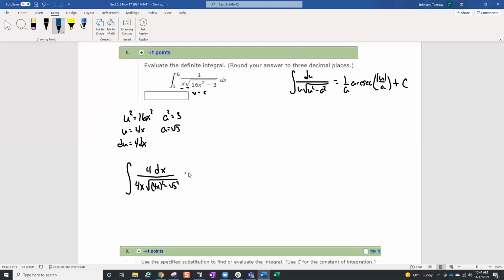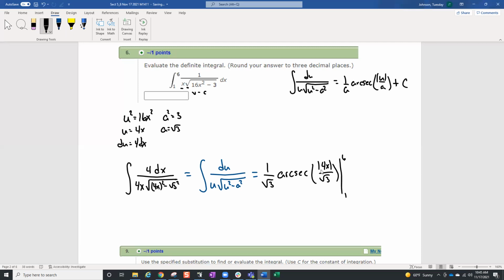So when I do my substitution, this becomes du over u square root of u squared minus a squared. So by multiplying by just the right thing, this 4 over 4, we've been able to match up this form exactly so that we can rewrite this as 1 over a, so 1 over the square root of 3, arcsecant of the absolute value of 4x all over square root of 3. Not plus c, because this is a definite integral, but since I've taken it back to x, now I can evaluate from 1 to 6.